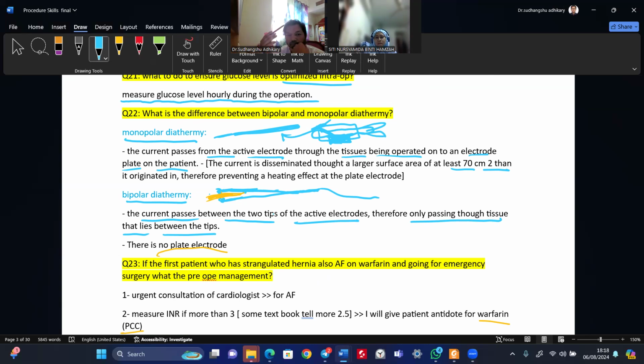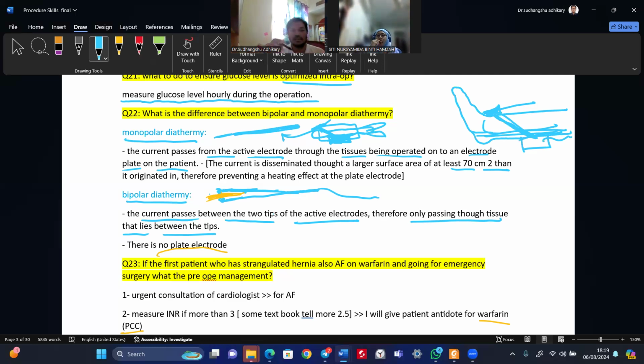In monopolar, the current is disseminated over a larger surface area. Monopolar means one pole, just positive, so there must be another negative pole, and we put it in contact with the body surface, where the area is muscular, larger than 70 square centimeters, and hairless. The patient's body remains in contact with the plate, so electricity passes through the body.